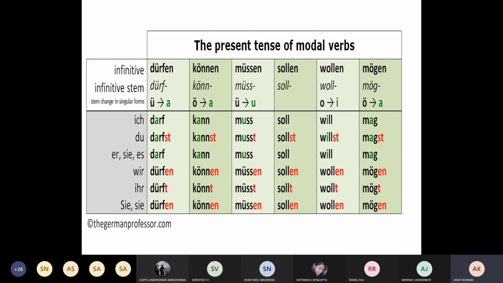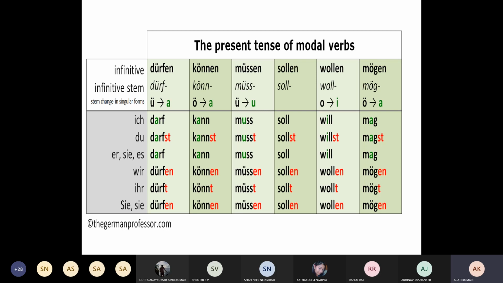So now we're going to learn how to use them. As I already mentioned the rule of how it works: first we'll put the subject, then we'll put the modal verb and conjugate it according to the subject, then the object, and then the verb in infinitive form. So let's start with möchten. Möchten means would like.